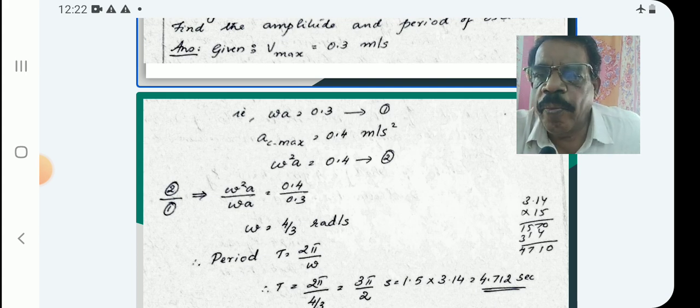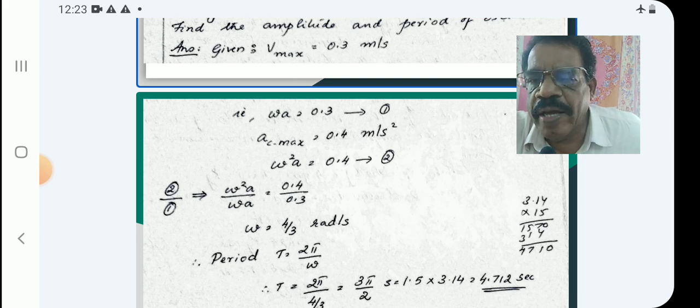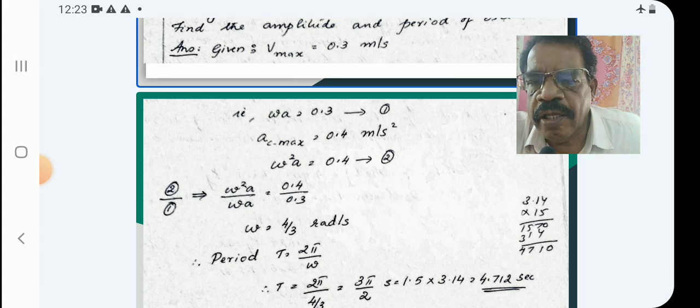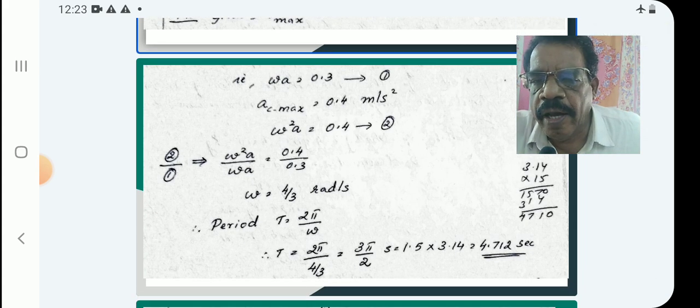That is V max is omega A, which is 0.3, and AC max, which is also given, is 0.4. That is omega square A is 0.4. Dividing omega square A by omega A, omega is equal to 0.4 by 0.3, 4 by 3 radians per second. Period T is 2 pi by omega. T is 2 pi by 4 by 3.